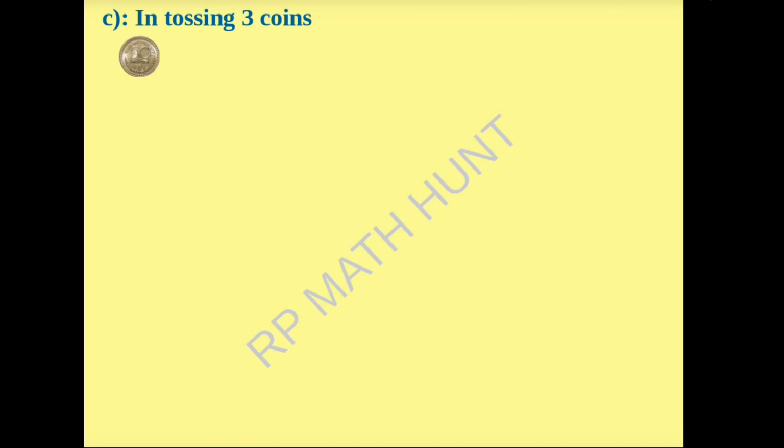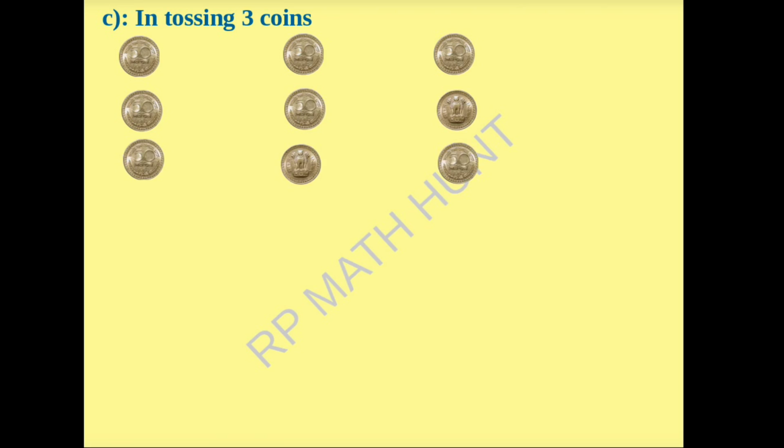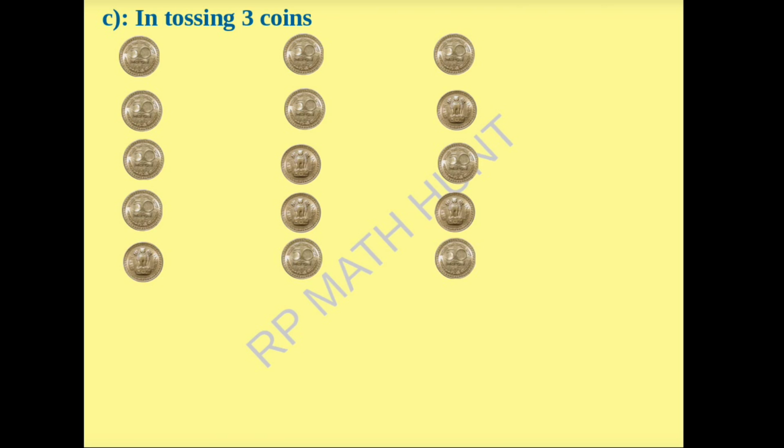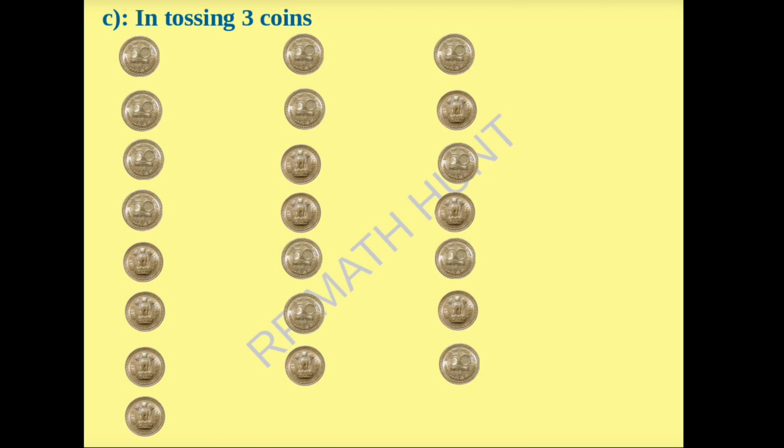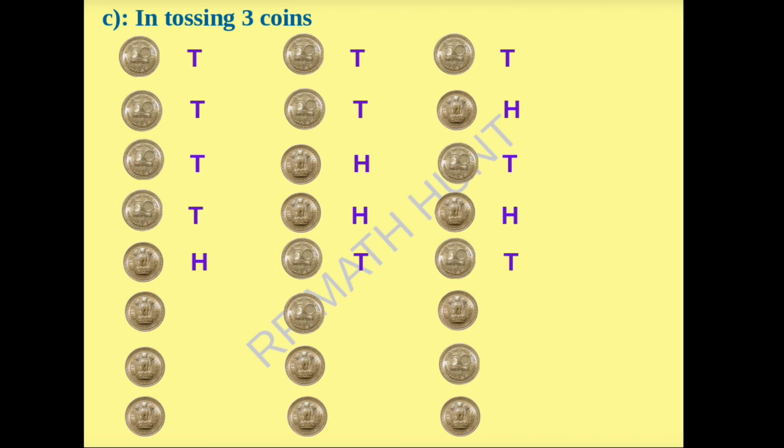If tossing 3 coins, my dear children, observe on the screen the result of each coin tossed. From the beginning, let us see: tail tail tail, tail tail head, tail head tail, tail head head, head tail tail, head tail head, head head tail, head head head. Total events are 8.